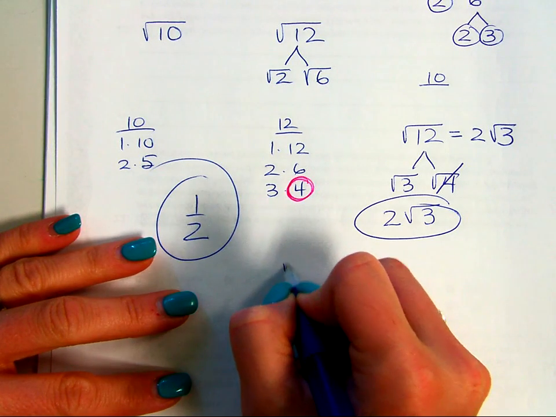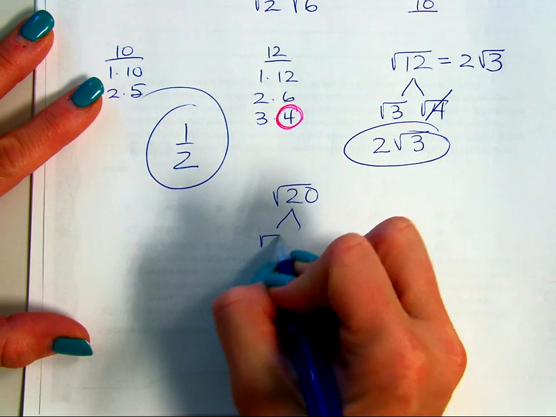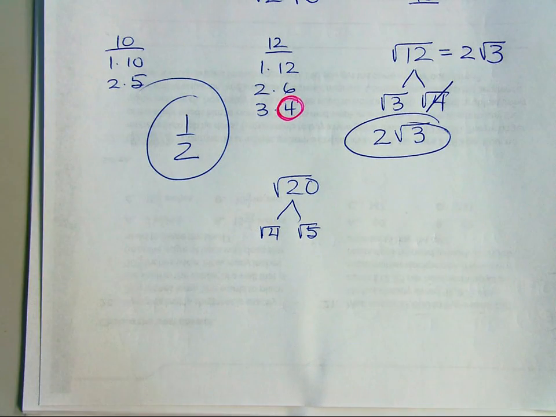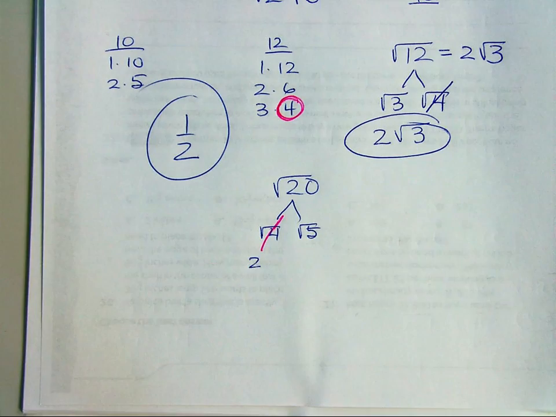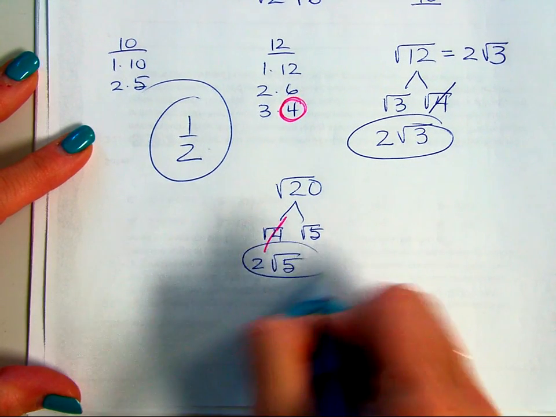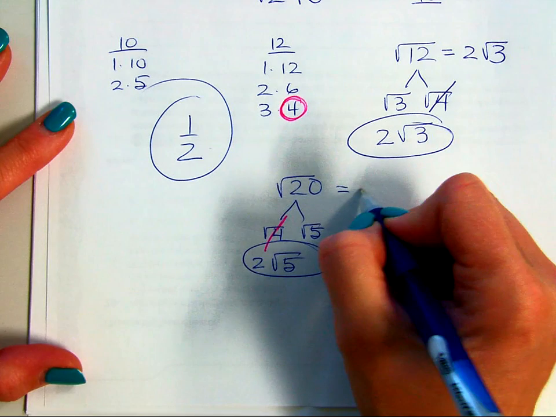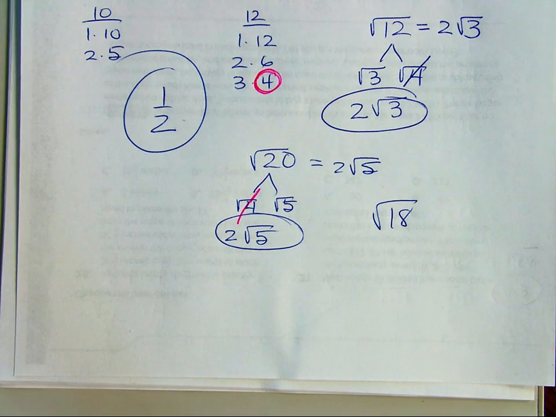So if I ask you to reduce, let's say, the square root of 20, 2 and 10 do me no good. But what else works? The square root of 4 times the square root of 5, which means the square root of 4 is 2. And once you find the square root of it, that radical sign is gone, right? And what's left over? 5. So another way to write the square root of 20 is 2 square root of 5. How about that? You seeing it?